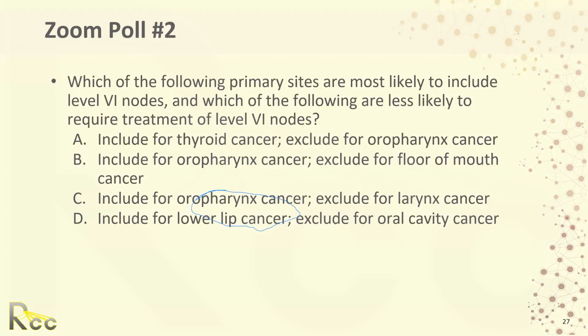Okay, so for our second Zoom question here: which of the following primary sites are most likely to include level 6 nodes, and which of the following are less likely to require it? So basically, what you're looking for is the thing before the semicolon is when you should include level 6, and the second one is when you don't include level 6.